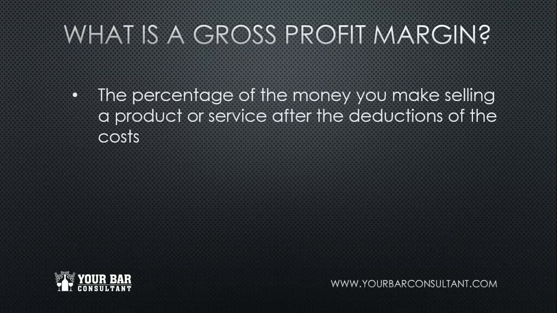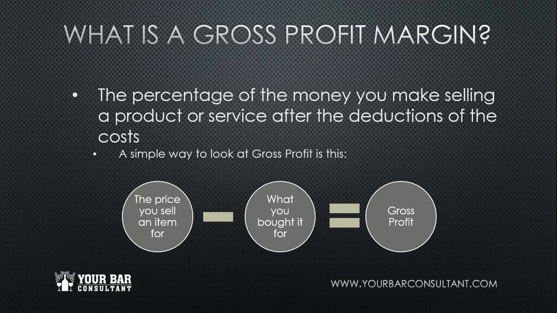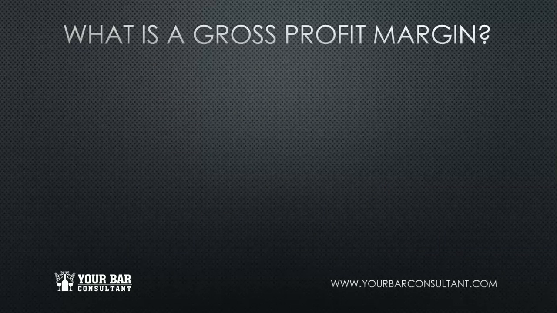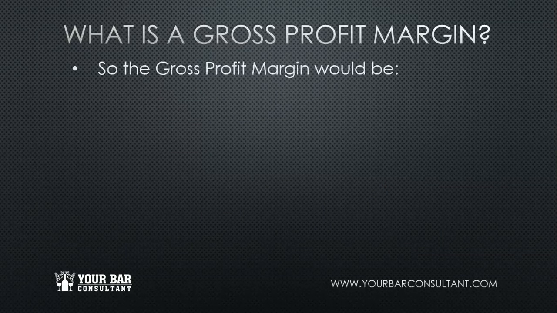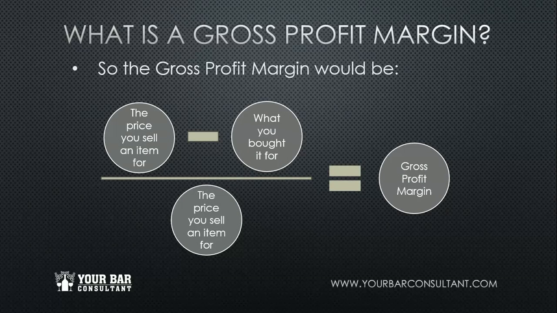But what is gross profit margin? Well, it's the percentage of the money you make selling a product or service after the deductions of the costs. So a simple way to look at gross profit is this: the price you sell an item for minus what you bought it for equals the gross profit. So gross profit margin would be this: the price you sell an item for minus what you bought it for, divided by the price you sell an item for, and that equals your gross profit margin.